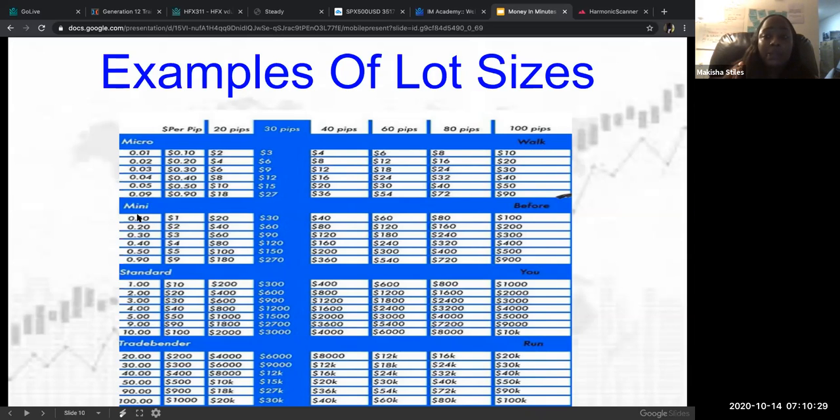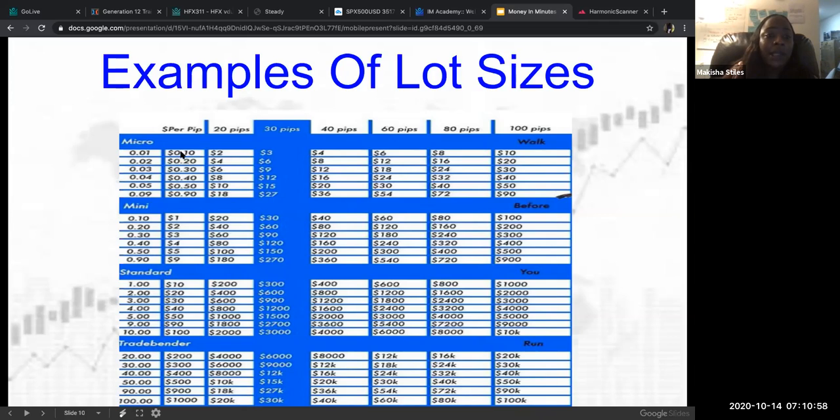Then we go to a mini lot size, which is 0.10. It looks like it's 10 cents, but it's actually $1. And if we did a $1 lot size and we did 30 pips, that's $30. And if we did a standard, which looks like $1 but it's actually $10, that's $300.